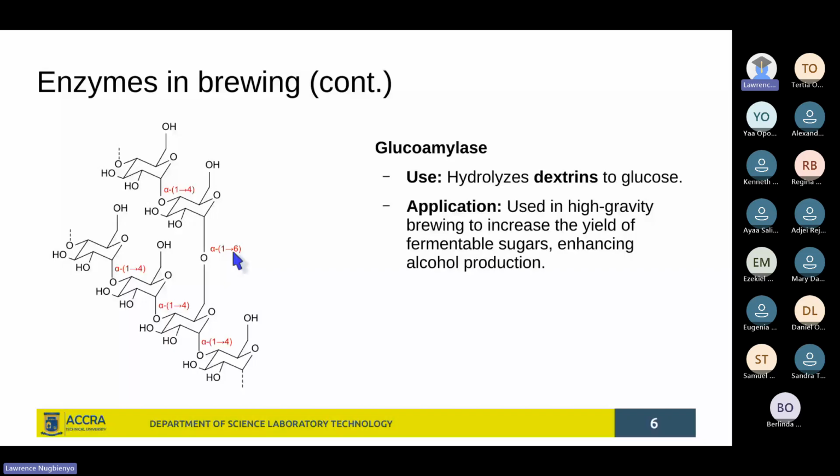So continuing from the previous slide where we were looking at the beta and the alpha amylase, you have a glucoamylase also in that mixture.